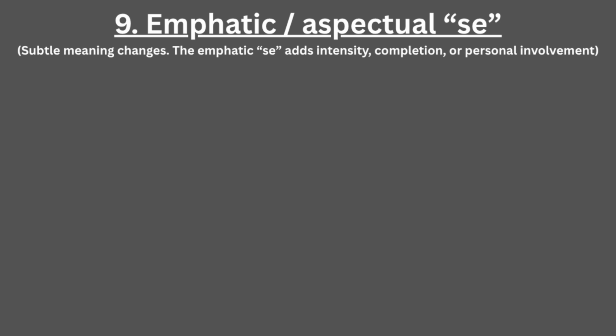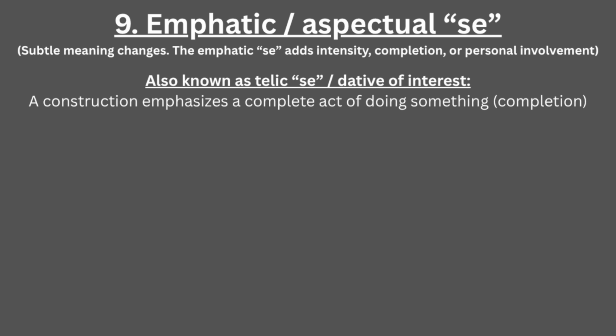The ninth way is an emphatic or aspectual se that gives a subtle change in meaning. This construction is more advanced, but still important, because it adds intensity, completion, or personal involvement. It's also known as the telic se or dative of interest. In other words, it's a grammatical construction where an expression indicates that a person or thing is impacted heavily, like a verb that expresses completion.